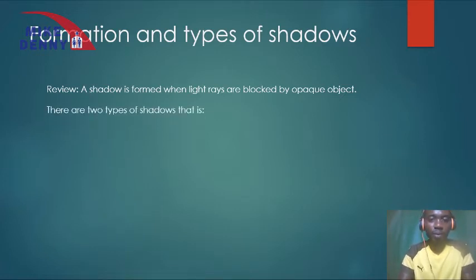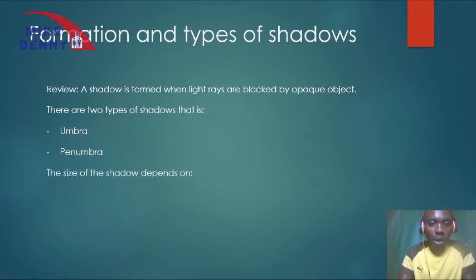There are 2 types of shadow. Here we have the umbra shadow, and we equally have the penumbra shadow. Remember, there is a clear difference between the umbra shadow and the penumbra shadow. The umbra shadow is darker than the penumbra shadow. We are going to see it on the diagram below. But before we move to the diagram, let's look. Remember, the size of the shadow varies.